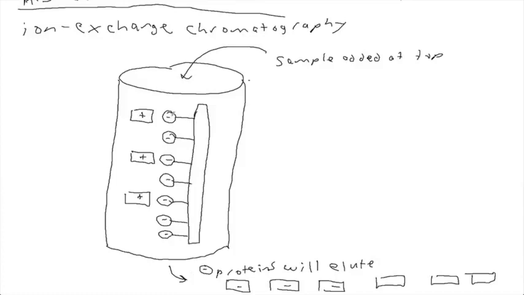Okay. So this is one type of ion exchange chromatography. Is it possible to use positive beads? Yes. Yeah, that's possible too. If you used positive beads, who would get stuck? The negatively charged proteins. And who would elute? The positive charged proteins. That's right, if we used positive beads. Okay, very good.